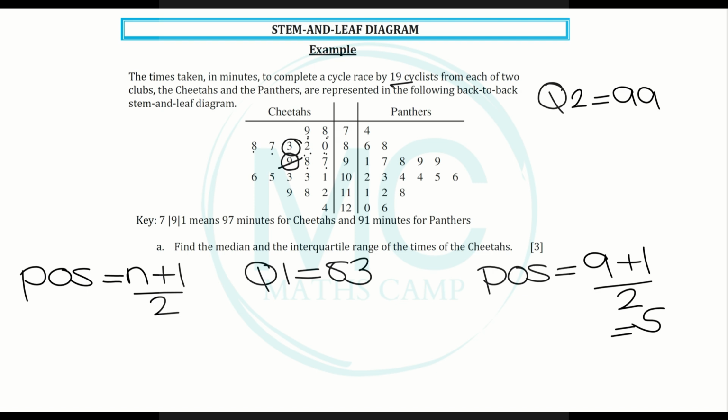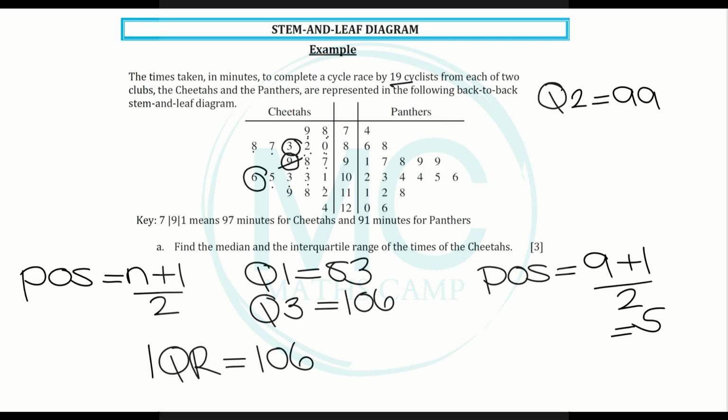Now to find the upper quartile Q3, we count 5 values after the median. 1, 2, 3, 4, 5. And I can see that Q3 is equal to 106. To find the interquartile range, I can say IQR is equal to Q3, 106, minus Q1, 83, which is equal to 23. And now we can move on to part B.